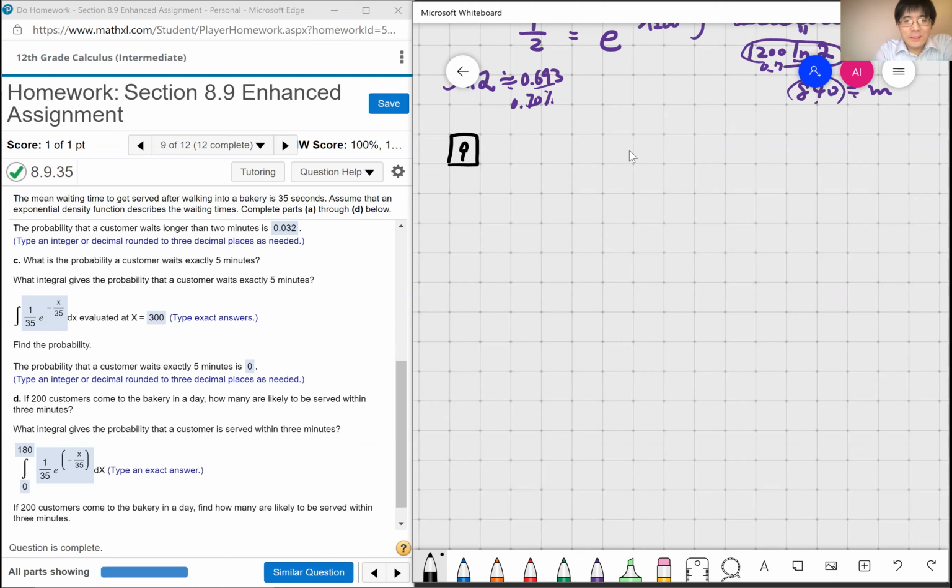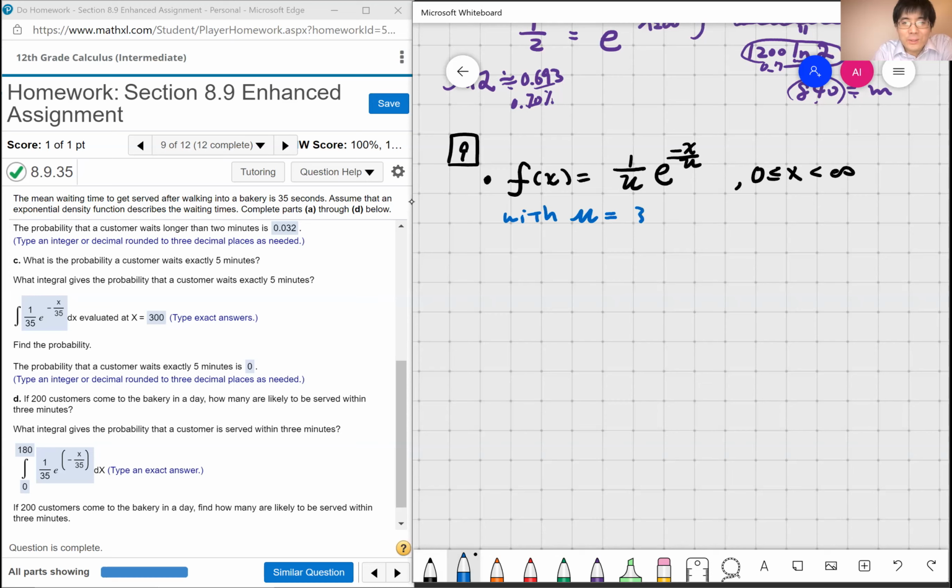So this one is once again, because the problem said you can assume this, you can use the exponential decay function. So this is going to be 1 over mu e to the power of minus x over mu for x greater than 0. So we are going to use the same model for this problem. The problem says the average value, mu, is equal to 35 seconds. So that's what we are going to use for this question.